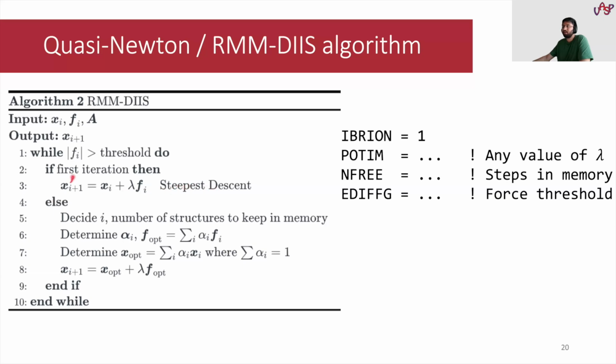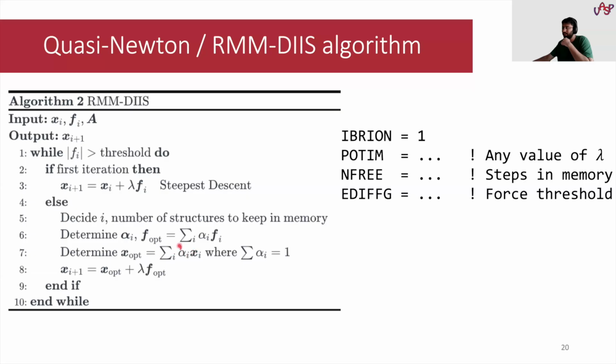If not, so if you're not in the first iteration, then I write here in a vague sense, and we'll talk about this briefly in a moment. You have to decide I, which is the number of structures to keep in memory. So you don't need just a certain number of structures in memory. You basically have to decide this, and we'll come to how we decide this in a second. But say you decided, so say you have a number, say 2, for example. You then determine alpha I based on this optimized force, which is basically the sum over all of the alphas and force. You then use this alpha to basically determine an optimal position.